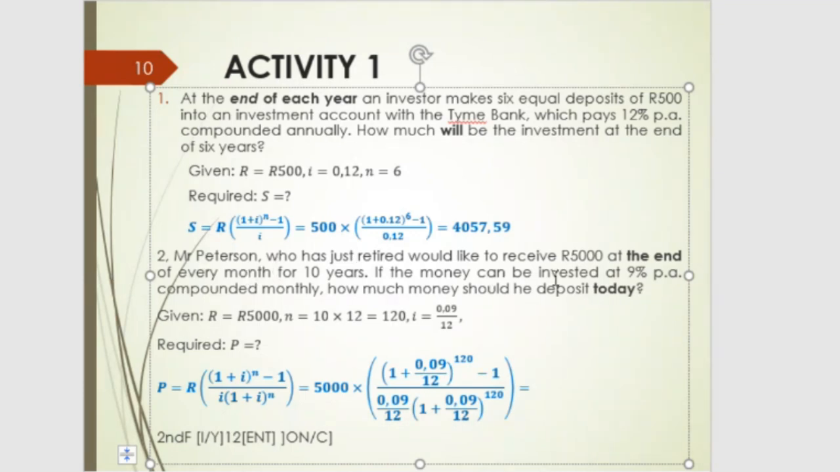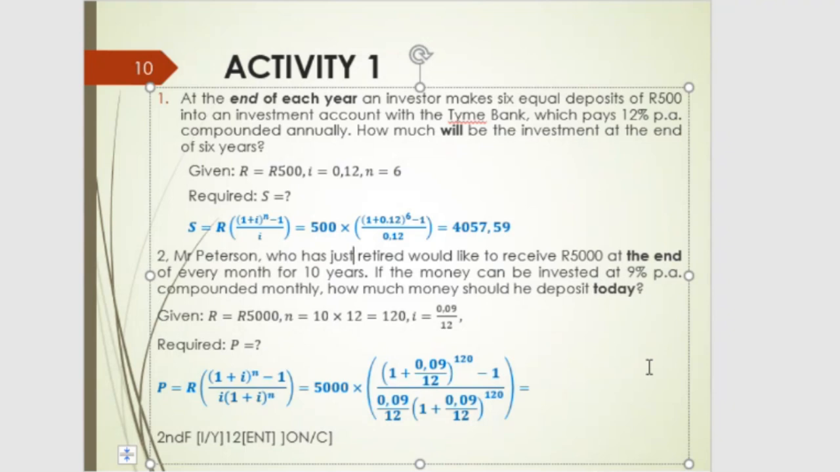The second one was about Mr. Peterson, who had just retired and would like to receive 5,000 at the end of every month for 10 years. If the money can be invested at 9% per annum, compounded monthly, how much money should he deposit today? Before we identify what is given, you can see we're talking about the present, because they're asking how much should be deposited today, which is the present.